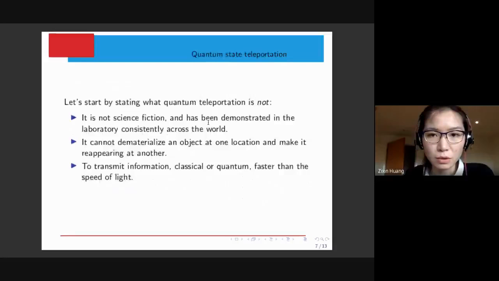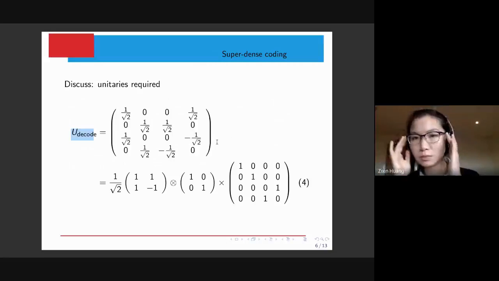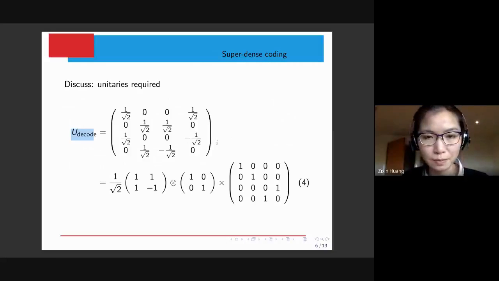And if you act the decoder upon one of the 4 Bell states, it will convert the Bell state, the phi plus and minus and the psi plus and minus, into 0 0, 0 1, 1 0, or 1 1. So upon receiving the state, Bob can simply apply this unitary onto the state, and then obtain the measurement outcome corresponding to the classical bits that Alice has sent him. Okay, so that's the superdense coding protocol.